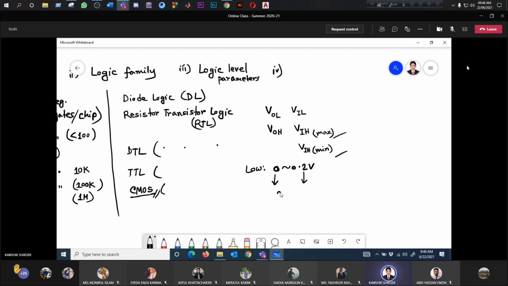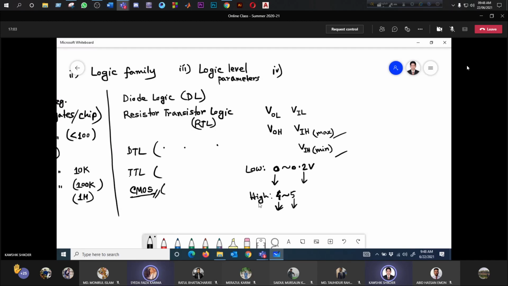For example, it's 4 to 5. That means this one is for high logic, this one is for high logic. So the low level value is 4, and the high level value is 5. Got it? Minimum value and maximum value.